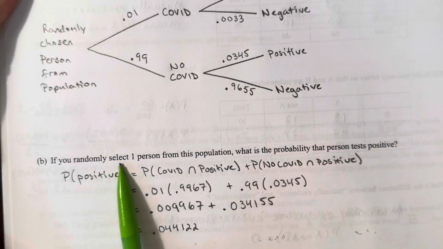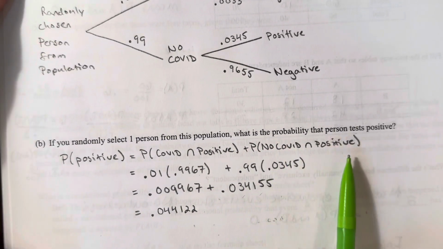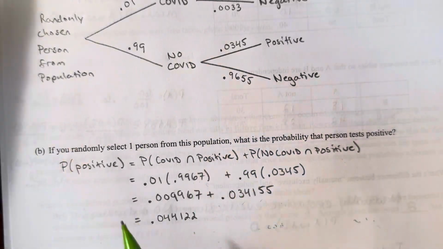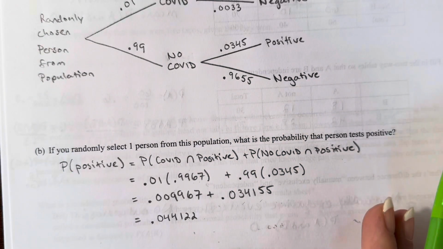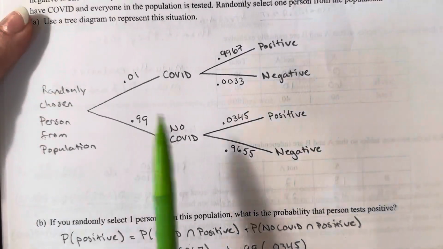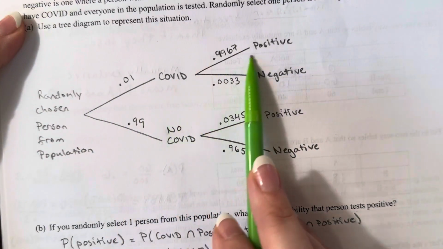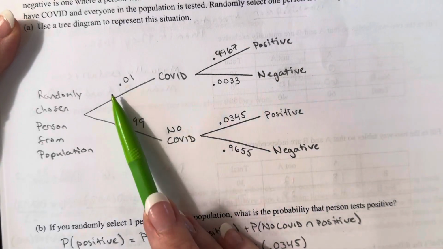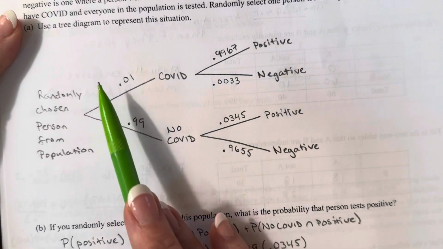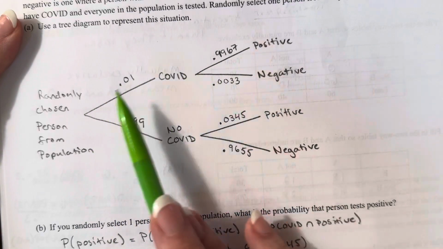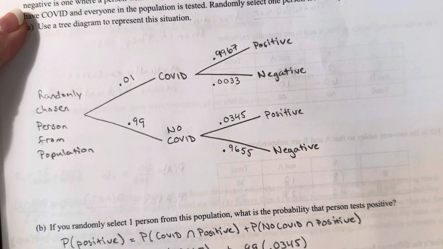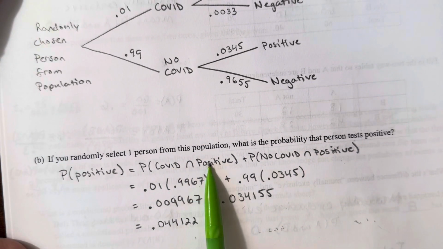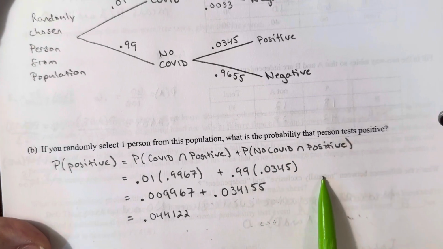Now, if you randomly select one person from this population, what is the probability that that person tests positive? So we don't care about whether or not they have COVID. We just want to know what's the likelihood that a randomly selected person tests positive. There are two pathways to testing positive. You have COVID and you test positive. You do not have COVID and you test positive. Now, when you're going through the branches of a tree diagram, you multiply the numbers on the branches that connect to each other along the pathway that you want to take. So probability of positive would be the probability of COVID and positive plus the probability of no COVID and positive.